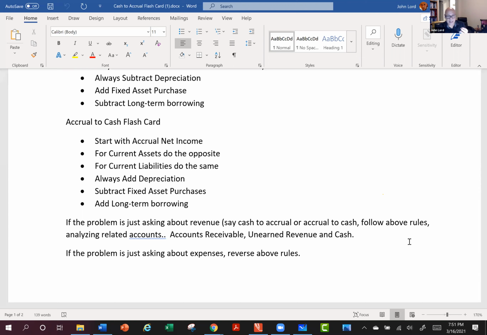So if you understand the first flashcard, for the second one, just do it in reverse of what I told you, okay? For the first flashcard. Now, in some problems, they ask about just, say, revenue. That happens in some problems. If they ask you about just revenue, what you have to do is follow the above rules, analyzing the related accounts they give you information about.